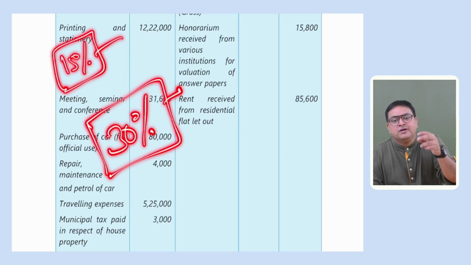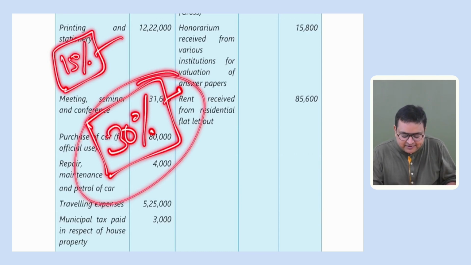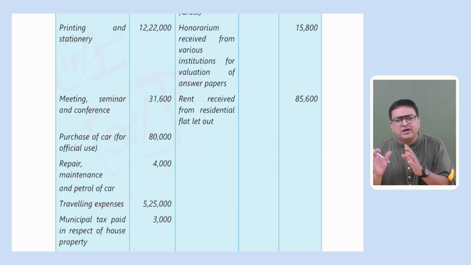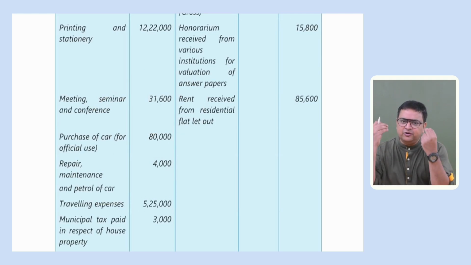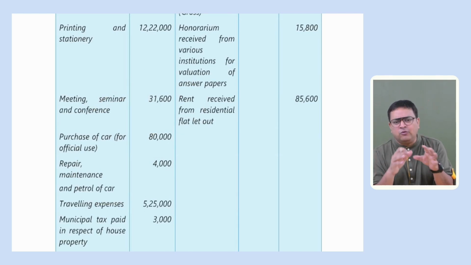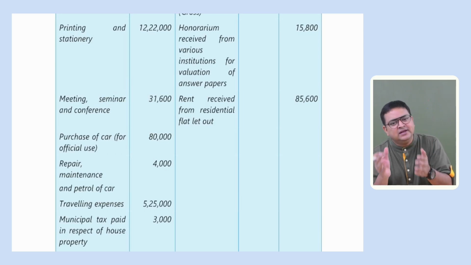If your business is of such a nature that you always give your cars or vehicles on rent, then it is 30%. Otherwise, if you are using your car in a normal business, if you are having your profession, if you are having your normal business, not of renting of cars, not of hiring of cars and all, then the depreciation rate would be the normal 15%, right?